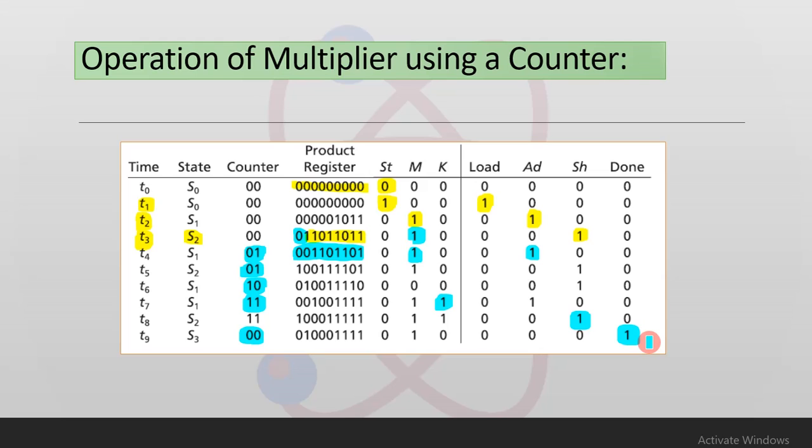So this particular operation of the multiplier using a counter can easily be expanded to 8, 16 or more bits simply by increasing the register size and the number of bits in the counter. The add shift control will remain unchanged.